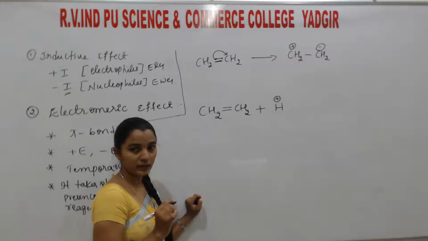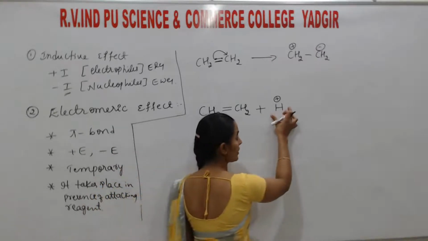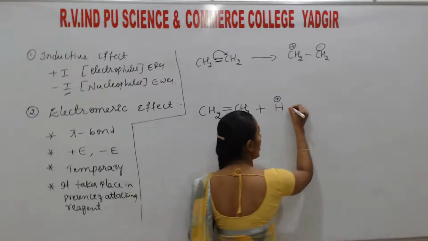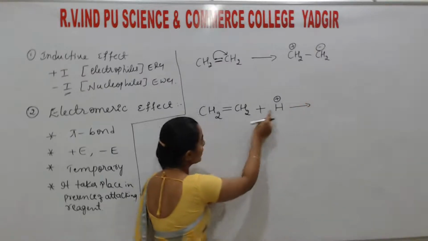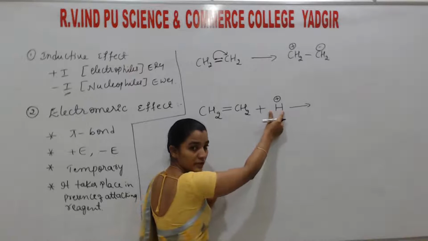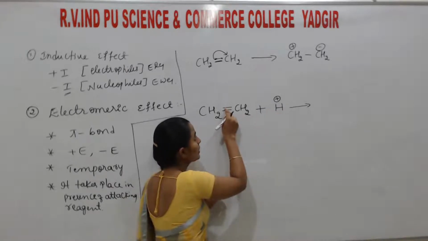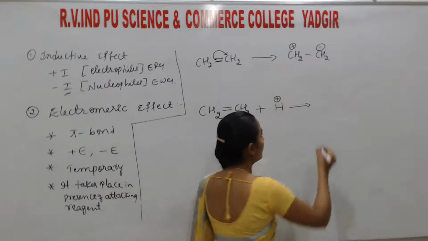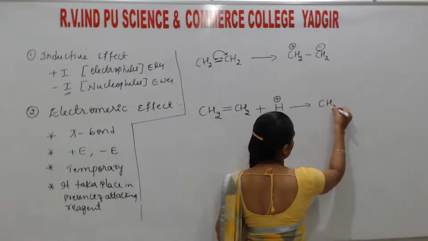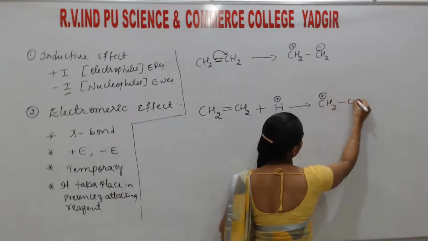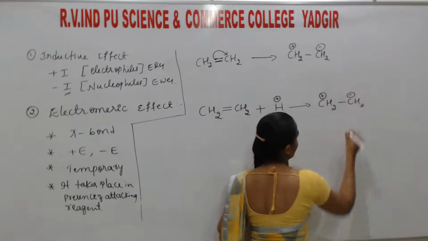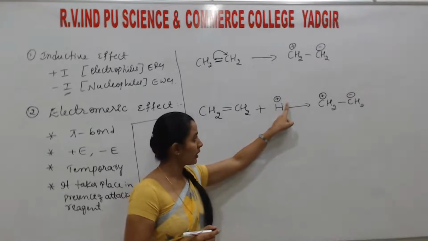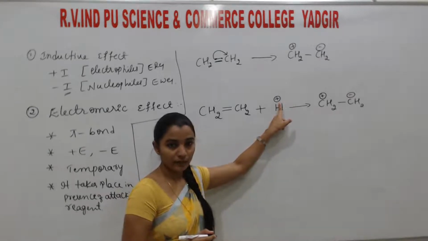When the H plus ion is present, what happens? Initially, by the presence of this electrophile, the electron transfer takes place. In which way? This way. One carbon will form CH2 plus, and the other will form CH2 minus. Remember here, students, the attacking reagent is the electrophile, with a plus charge.